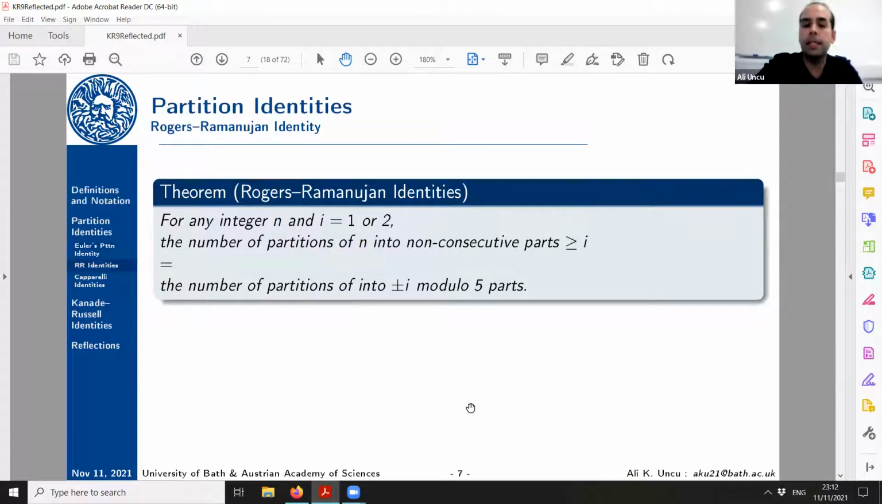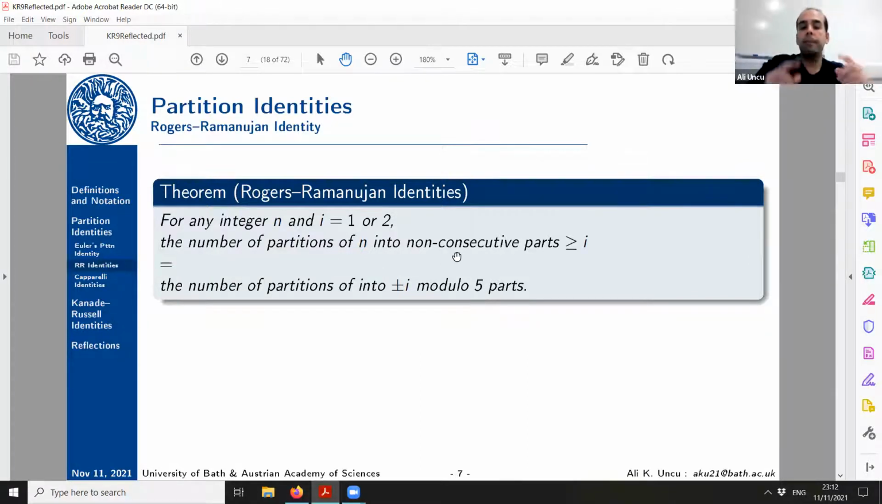Okay, let's look at the next example. And this is one of the really famous ones again. These are the Rogers-Ramanujan identities. There are 2 of them. Let's take i to be 1, so we talk about just one of them. It says the number of partitions of n into non-consecutive parts, greater than or equal to 1, parts being greater than or equal to 1 doesn't matter for us now, is the same as the number of partitions of n into 1 or minus 1 mod 5 parts.